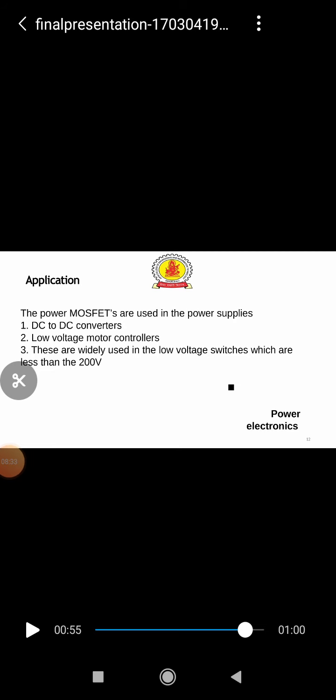Last, the application of power MOSFET. Power MOSFETs are used in power supplies, DC to DC converters, low voltage motor controllers. These are widely used in low voltage switches which are less than 200 volts. This is the whole power MOSFET construction, characteristics and description about the symbol.